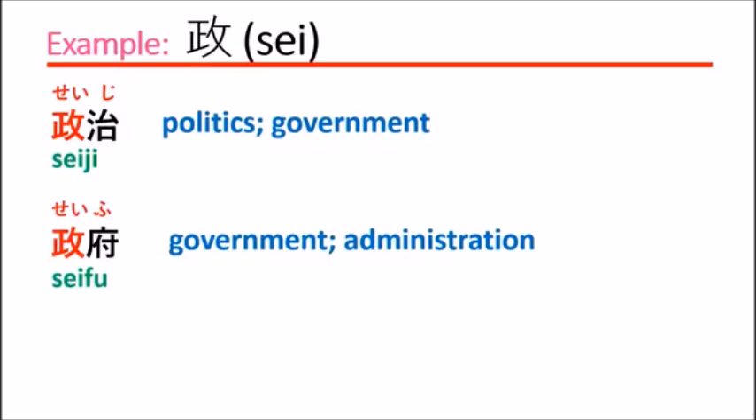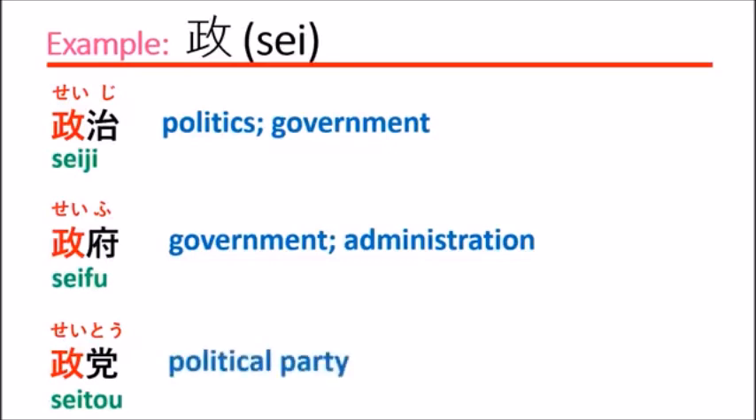For example, you can say Nihon seifu, which means the government of Japan or Japanese administration. The third, seito. Seito means political party. For example, the Democratic Party or the Republican Party in the USA, right? In Japanese, they call it seito.